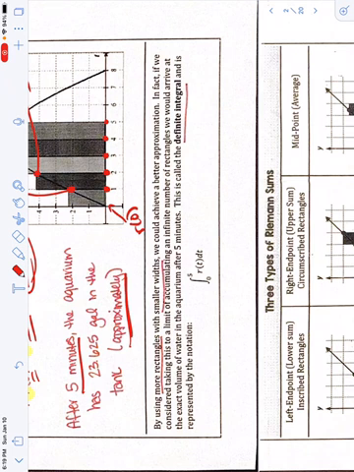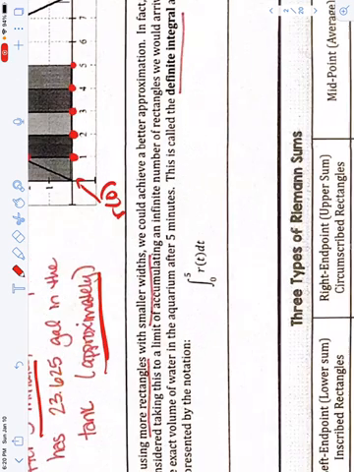By using more rectangles with smaller widths, we could achieve a better approximation. In fact, if we consider taking this to a limit of accumulating an infinite number of rectangles, we would arrive at the exact volume of water in the aquarium after 5 minutes. And this is called a definite integral, which is a couple lessons from now. And it's represented by the notation.